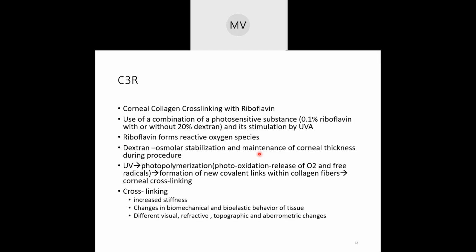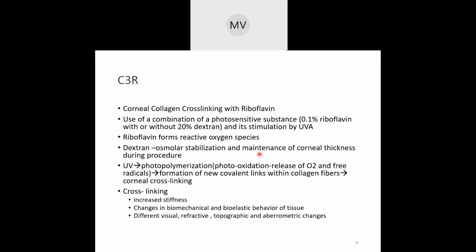The name itself states corneal collagen cross-linking with riboflavin. A combination of photosensitive substances like 1% riboflavin with or without 20% dextran is used, and it's stimulated by UVA. Riboflavin forms reactive oxygen species. Dextran provides osmolar stabilization and maintenance of corneal thickness during the procedure.